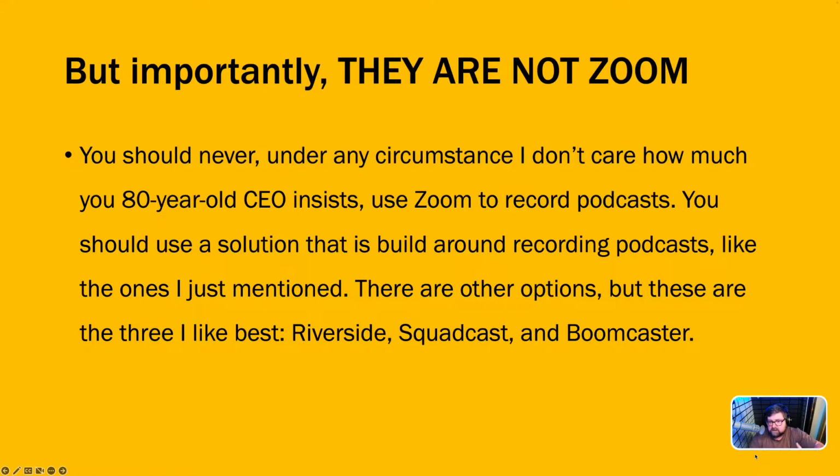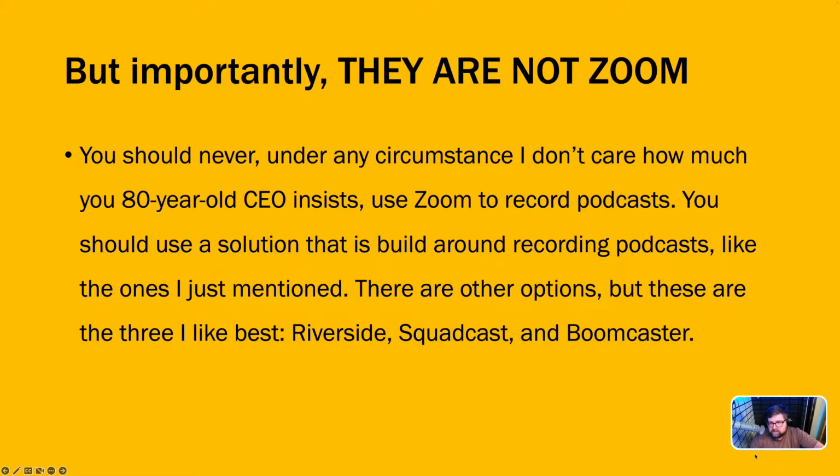Zoom is built around getting people to be in front of each other, visually and audibly, so that they can have really crappy meetings that they wish were emails instead. Right? That's really what Zoom is for. But these products, Riverside, Squadcast, Boomcaster, I'm a fan of Boomcaster. I've used all of them. They're all great. These products are designed to record high-quality audio, not Zoom-quality audio, high-quality audio. You ever been in a Zoom meeting and people's audio sounds terrible? You know what I'm talking about. Don't subject your listeners to that kind of audio quality, okay?